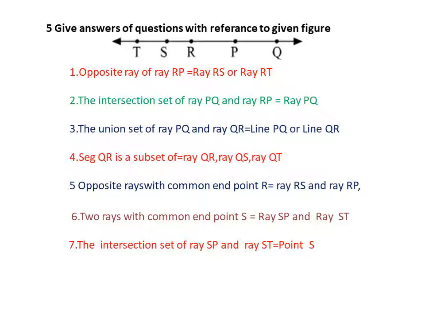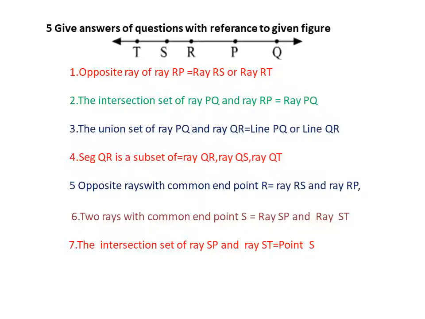Now, opposite rays with common endpoint R. From R, which are the opposite rays? Those pairs you want to say. You may say ray RP and ray RS. You may say ray RQ and ray RT. Any one pair you write here. I have written ray RS and ray RP. If you want, you may write ray RQ and ray RT also.